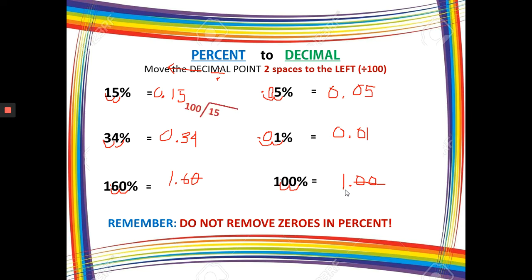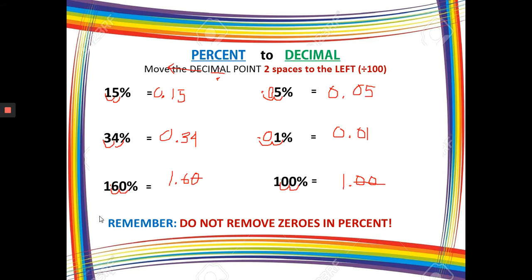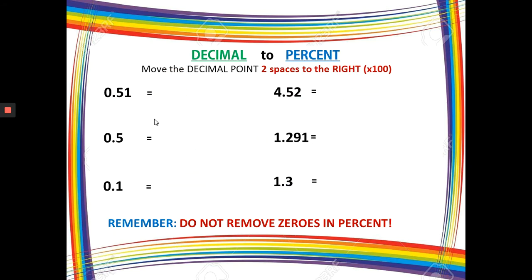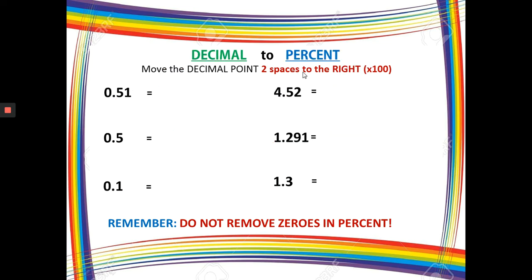Right, now let's do this one. It's the other way around, decimal to percent. Before this, it was percent to decimal. When we convert percent to decimal, we divide, so we move the decimal point to the left. In this case, decimal to percent, we will have to multiply. It's the reverse method.